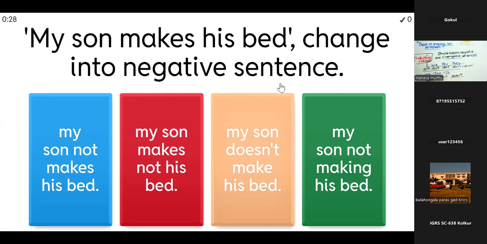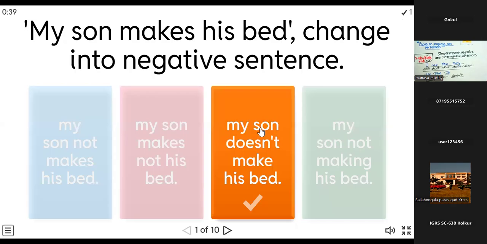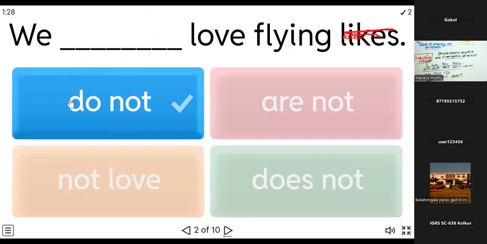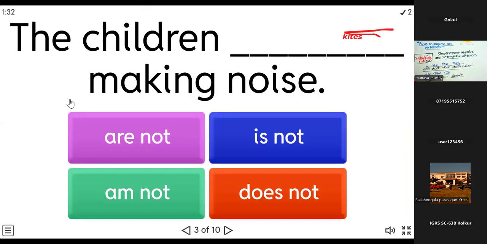Wow, super. Almost all the centers that have got the answers have widely chosen option C. We dash love flying kites. I'm sorry, the word is kites. We dash love flying kites. We do not. We does not. Option A. Exactly. When the subject is we, it is do along with the negative form not.